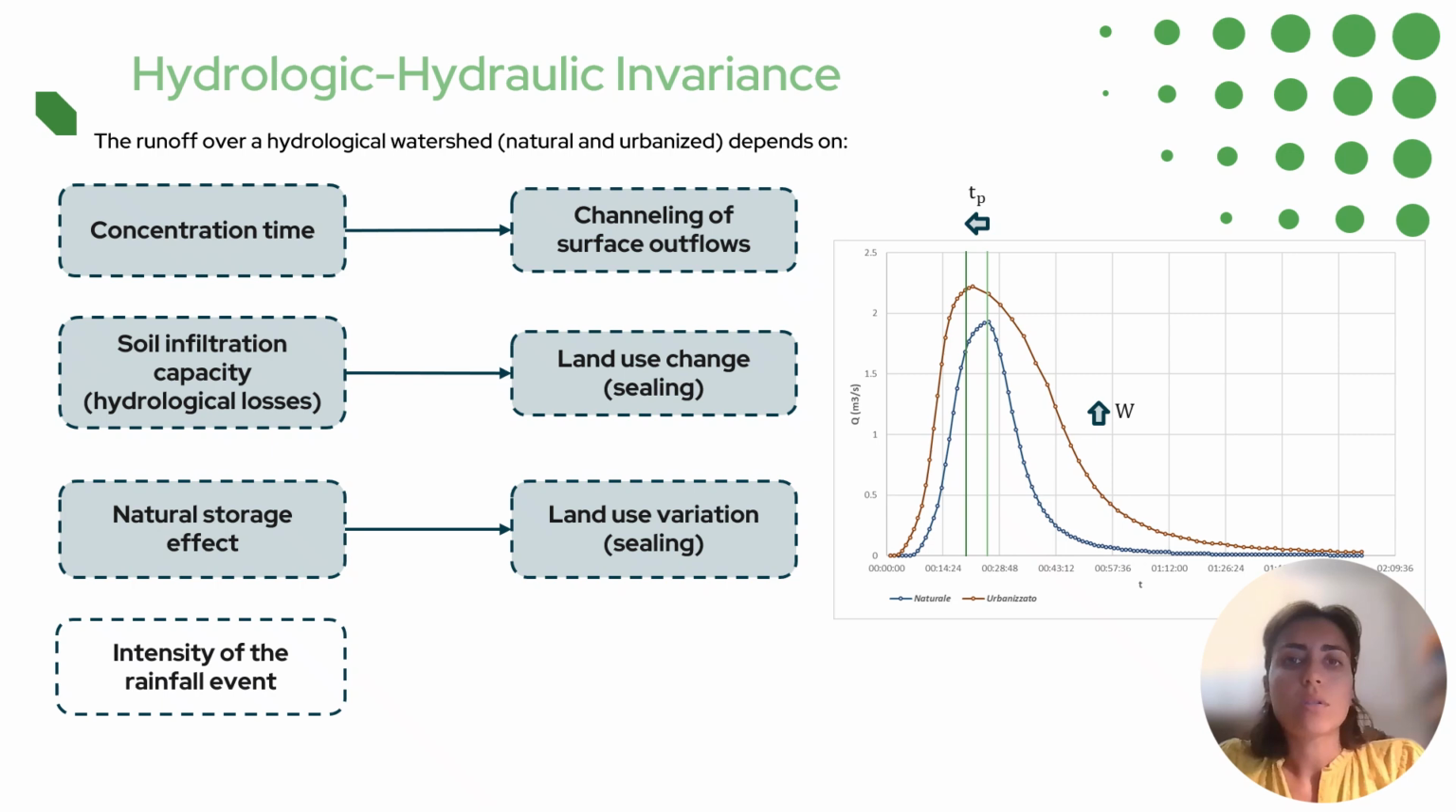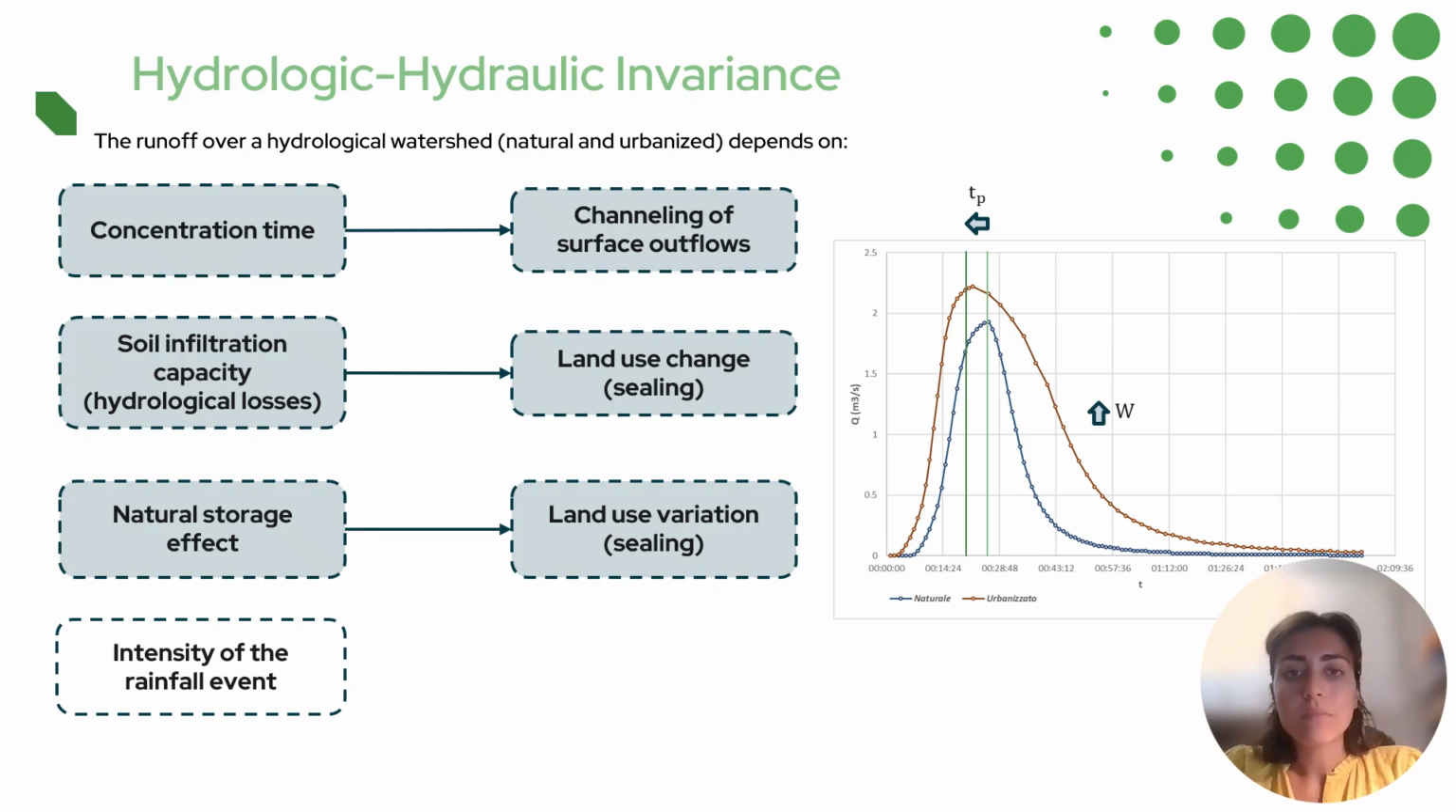Here we continue with the concept of hydrologic-hydraulic invariance, but now focusing on the factors that determine runoff in a watershed. When urbanization increases, several key elements are affected. First, the concentration time is reduced, because flows are channeled more quickly. Second, the infiltration capacity of the soil decreases, which means less water is absorbed and more water runs off the surface. Third, the natural storage effect, which helps to temporarily hold water in depressions or soils, is also reduced.